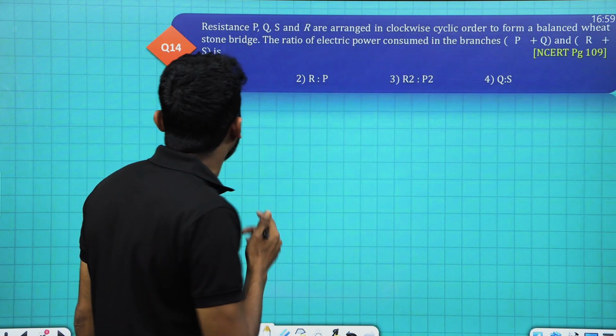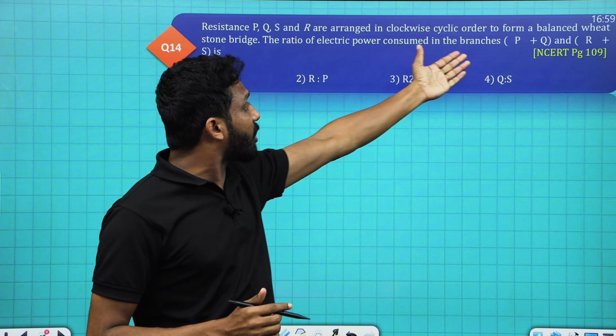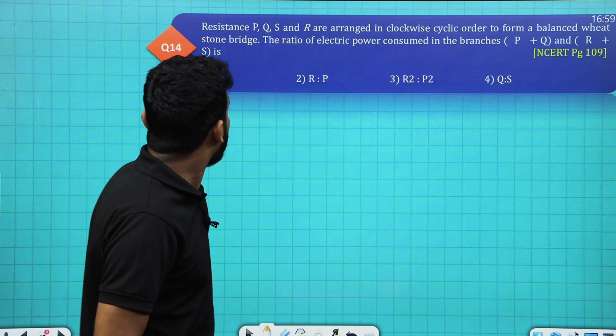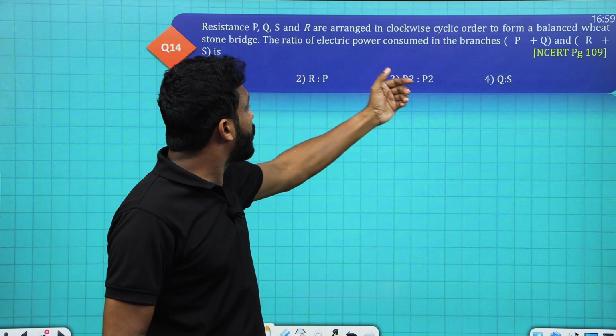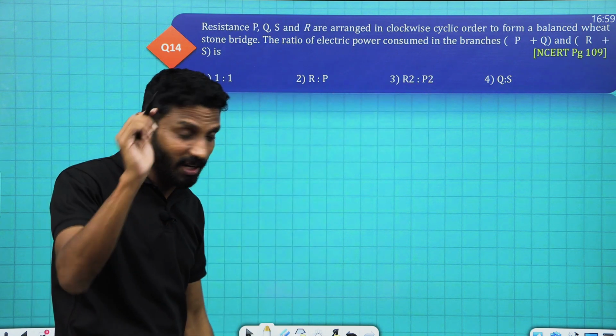Resistances P, Q, S and R are arranged in clockwise cyclic order to form a balanced Wheatstone bridge. The ratio of electric power consumed in the branches P plus Q and R plus S is? Power ratio is asked.